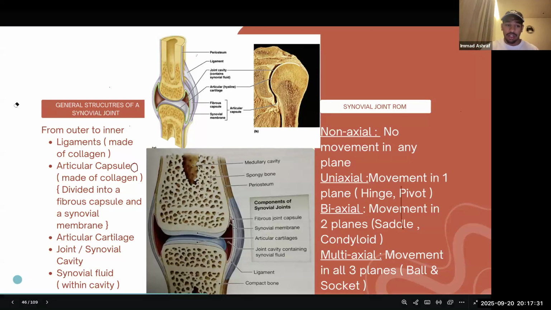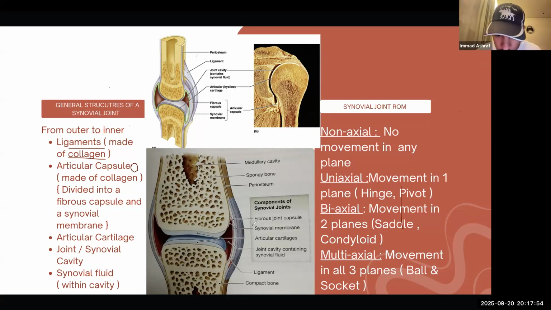You have the structure from outer to inner. You have a ligament. So the bone is connecting to the joint, which is the ligament. And this is made of collagen. So this over here, you can see the ligament. Then you have a capsule after the ligament. So the capsule is divided into a fibrous capsule and a synovial membrane. So you can see over here, the fibrous joint capsule is this part, and then you have the synovial membrane, which covers the synovial area, right?